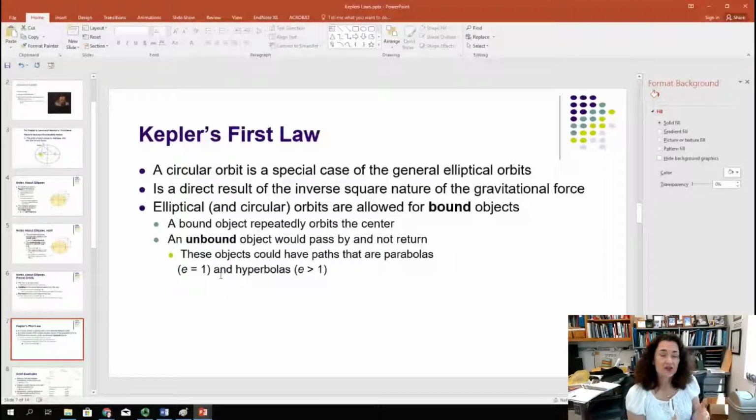Okay, Kepler's first law. A circular orbit is a special case of a general elliptical orbit. Most planets, as we'll see, have orbits that are very close to circular. Elliptical orbits are more for planets like Mercury. It has the highest eccentricity of any of the planets. Elliptical and circular orbits are allowed for bound objects. So since the planets continue to go in an orbit around the sun, they're considered bound to the sun and part of that system. An unbound object would pass by and not return. There are some comets that do this.